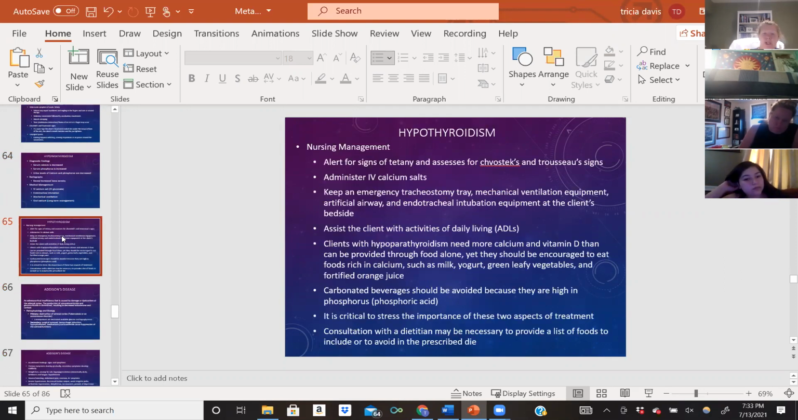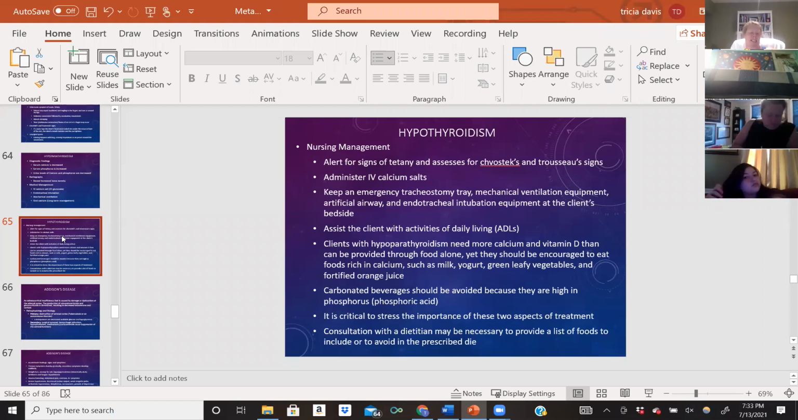For nursing management, we are going to make sure that we are assessing and being alert for the signs of tetany, and we're going to assess for the Chvostek and Trousseau sign. We're going to administer the IV calcium salts that were ordered. Because of that laryngeal spasm and the fact that they can go into respiratory distress and require intubation, we want to keep an emergency tracheostomy tray at the bedside. We also want to make sure we have mechanical ventilation equipment available in the room, and an artificial airway and endotracheal intubation equipment at the client's bedside.